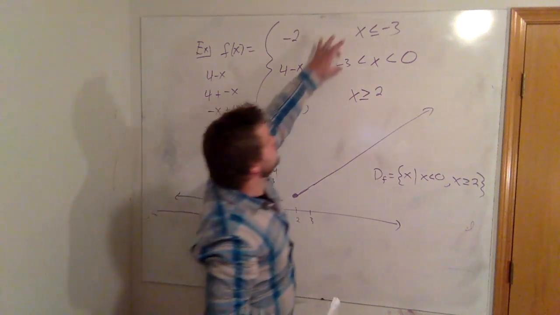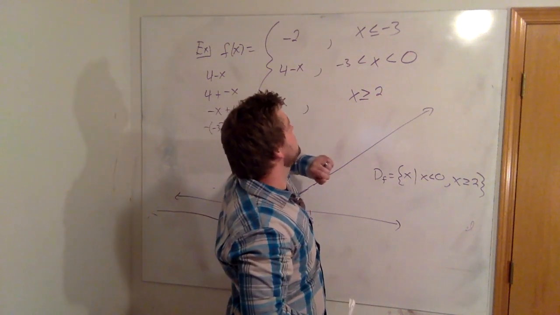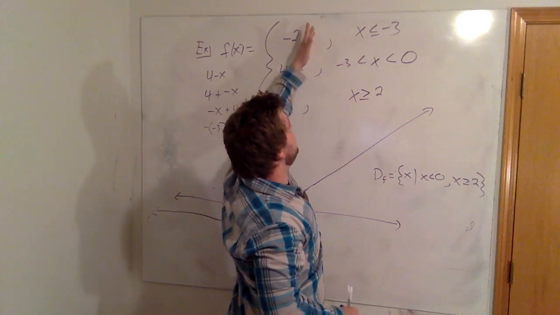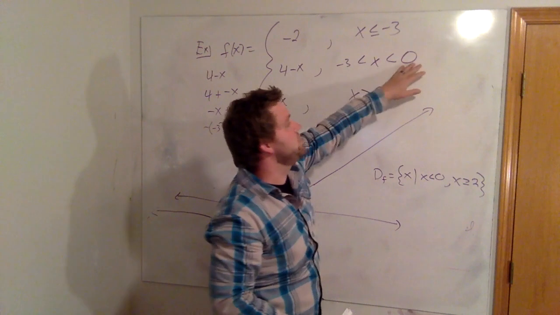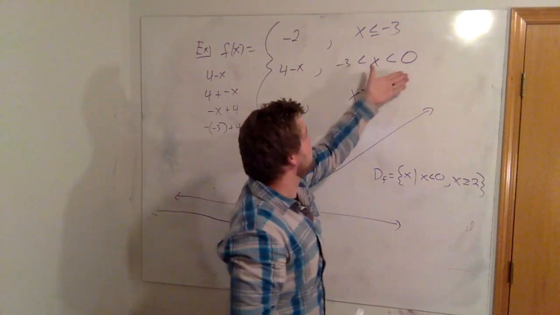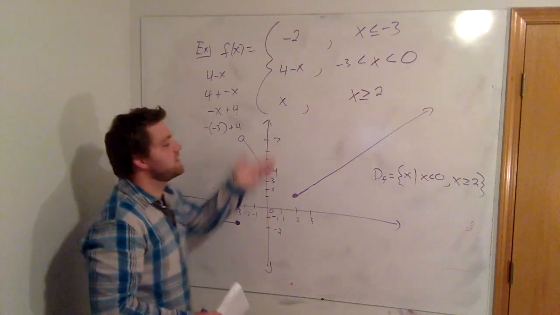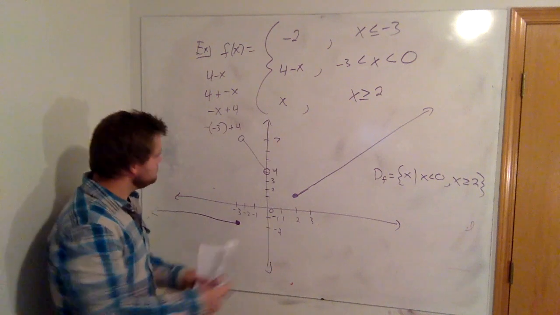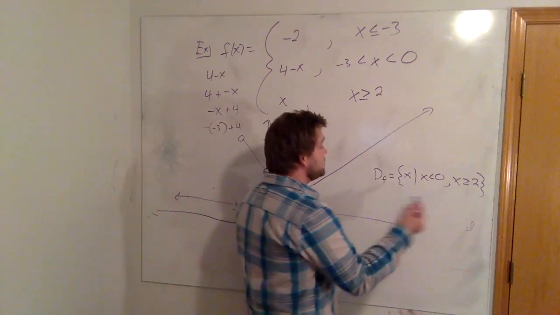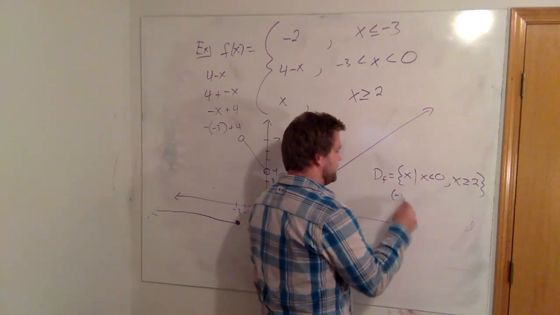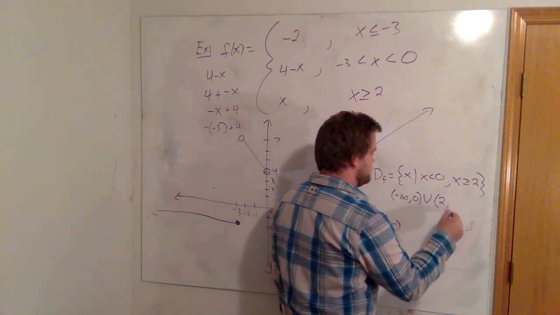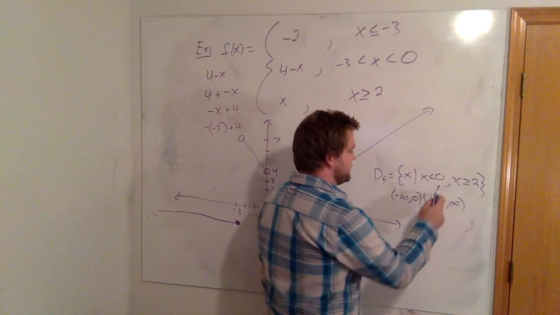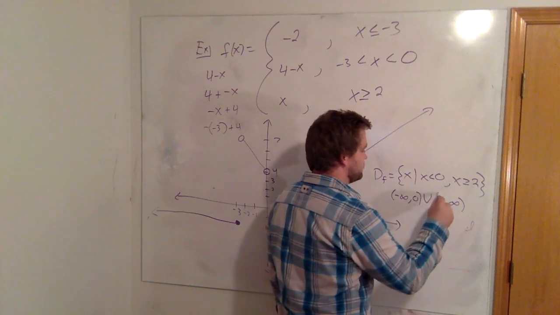Notice I kind of glued these two pieces together. So this would be x from -infinity all the way up to -3, and then from -3 all the way up to 0. So that's why it's really just x less than 0, and then x bigger than or equal to 2. If you want to write this in a different notation, you could write this as going from -infinity all the way to 0, and then from 2 all the way to infinity. And I'm going to be including the 2, so I'll put a square bracket here.